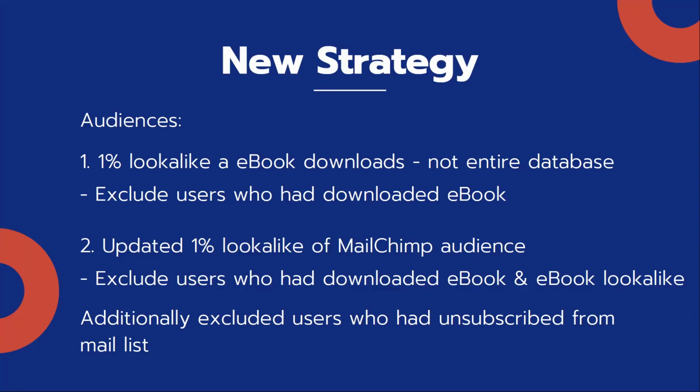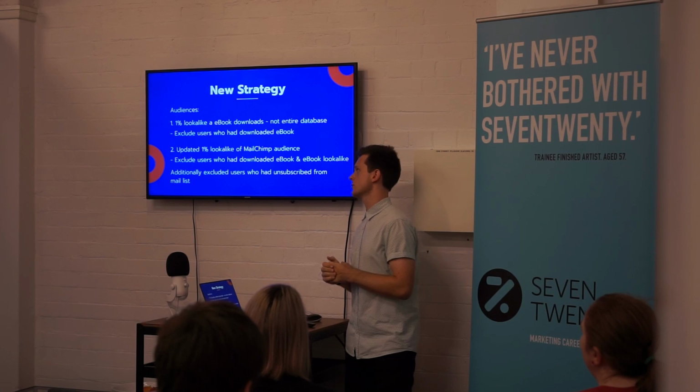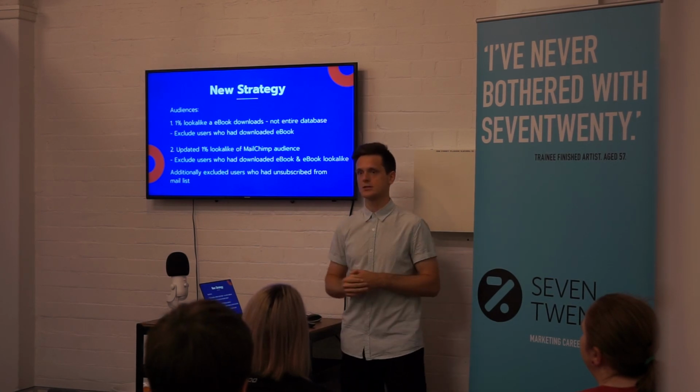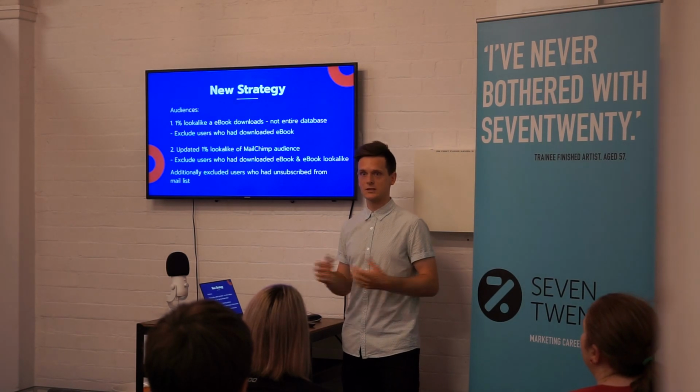And then we ran an updated lookalike of the MailChimp audience. By this point, it had grown quite significantly in about a year and a half, so we just really wanted to update that. And again, we excluded anyone who had downloaded the ebook, but to avoid any overlap between the campaigns, we also excluded that lookalike audience. And then we also excluded people who had unsubscribed from the mailing list in general, because we just didn't want to annoy them if they saw our ads, as they're obviously not happy with the content.